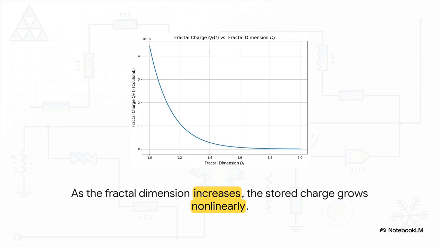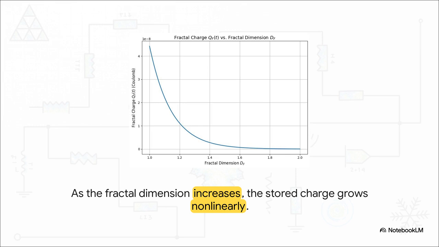And this graph right here shows you the payoff. It's plotting something called fractal dimension, which is just a fancy way of saying how wrinkly or complex the pattern is, against the amount of charge it can hold. So a simple line has a dimension of 1. A filled-in square is 2. As our fractal gets more and more intricate, its dimension inches closer to 2, and as you can see, its ability to store charge doesn't just go up, it goes up exponentially.